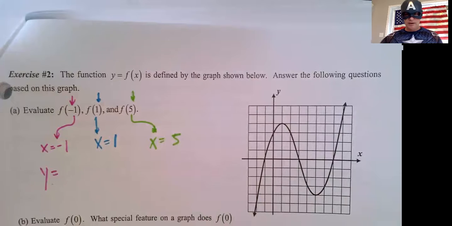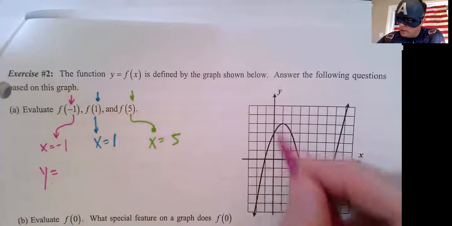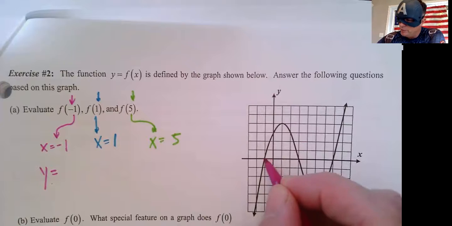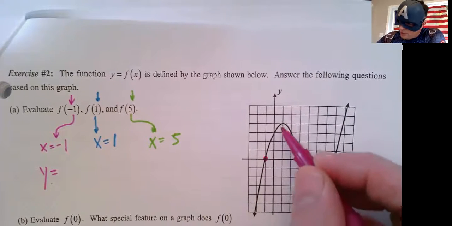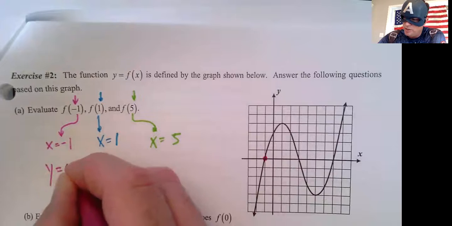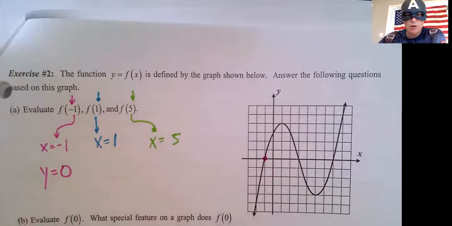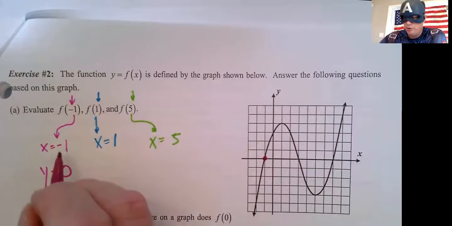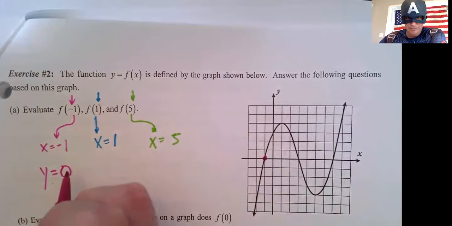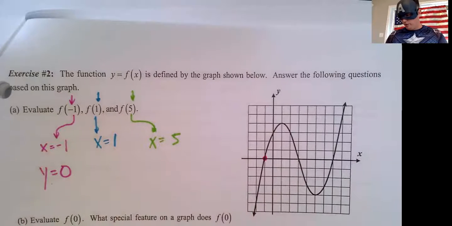If x is equal to -1, I'm going to look here on the axis. As I find on the x-axis, x equals -1 sits right there. We happen to be very fortunate that the graph crosses the axis at this point, which means the y value at that point is on the axis, so the y value is 0. That is the output value at x equals -1. So f of -1 is equal to 0. Okay, that gives us our first one.